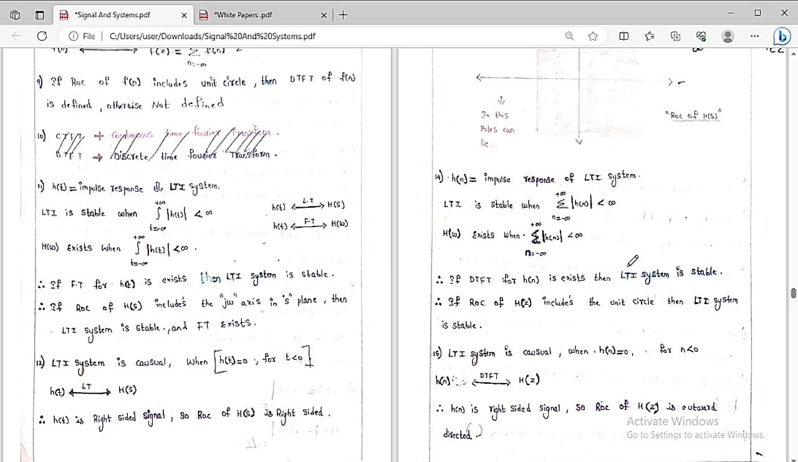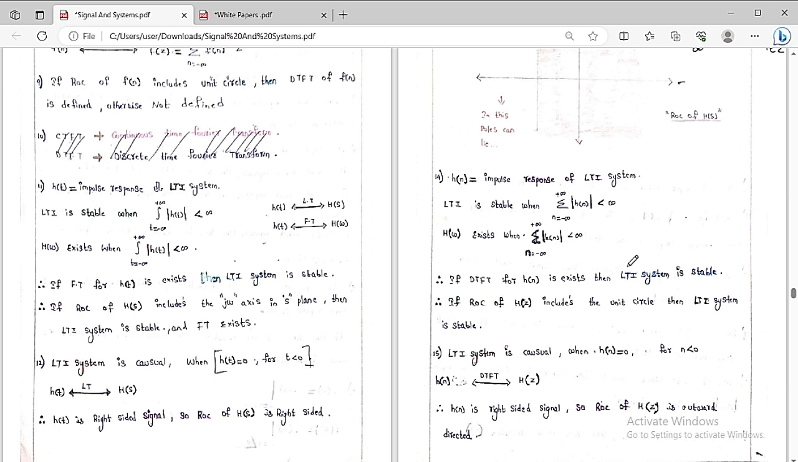So for H of z, if you find the ROC, it is going to include the imaginary axis. If it includes the imaginary axis, then by default we can say the LTI system is stable. If it is stable, then the Fourier transform also exists. So this is what I am trying to tell you.